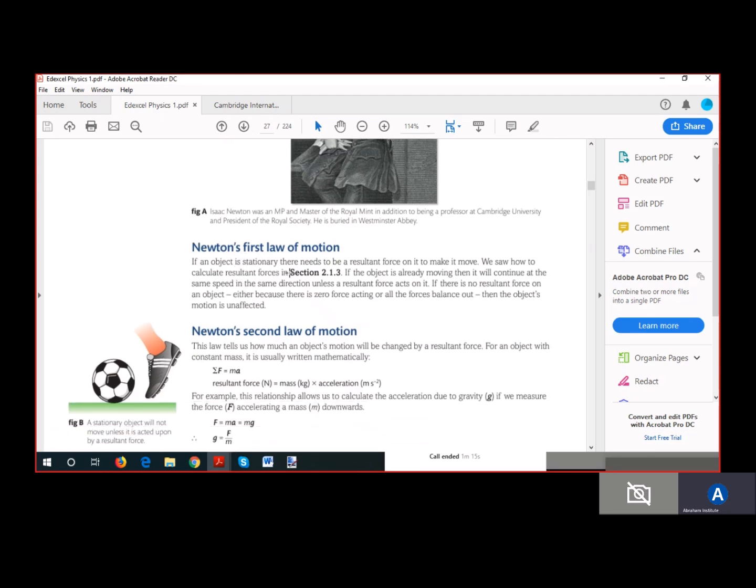If an object is stationary, there needs to be a resultant force on it to make it move. We saw how to calculate the resultant force in section 2.1.3. If the object is already moving, then it will continue at the same speed in the same direction unless a resultant force acts on it. If there is no resultant force on an object, either because there is 0 force acting or all the forces balance out, then the object's motion is unaffected. This is Newton's first law.